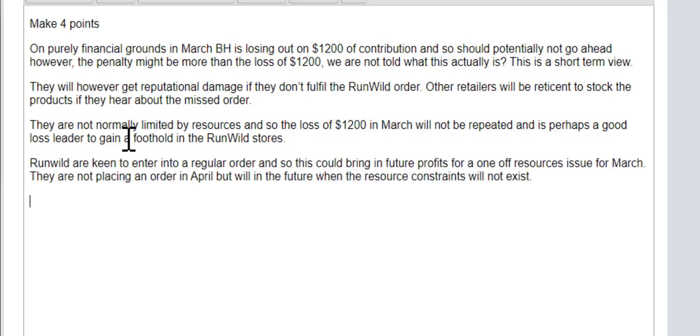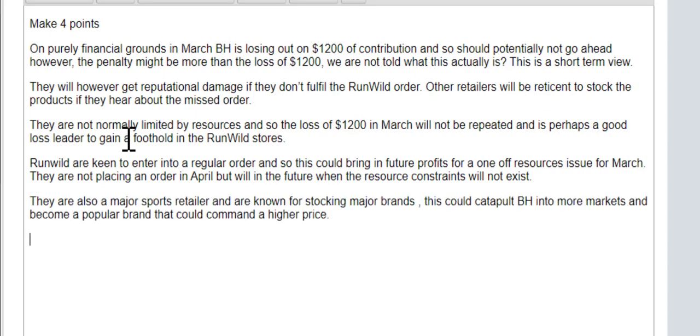Runwell are keen to enter into a regular order, and so this could bring future profits for a one-off resource issue for March. They are not placing an order in April, but will in the future when the resource constraints will not exist. And finally, they are also a major sports retailer known for stocking major brands. This could catapult BH into more markets and become a popular brand that could actually command a higher price. So those are my 4 points, 4+ points, kind of making sure that I've got enough there to maximise my points at 4.